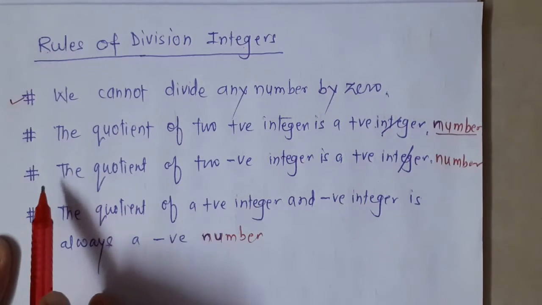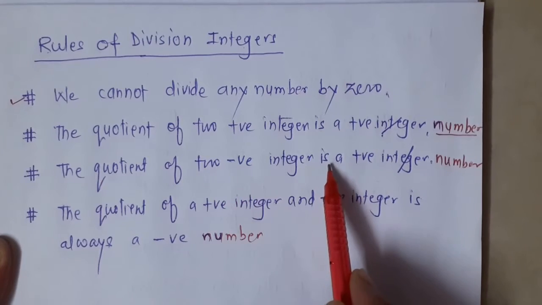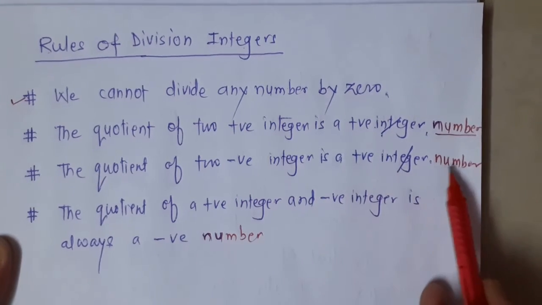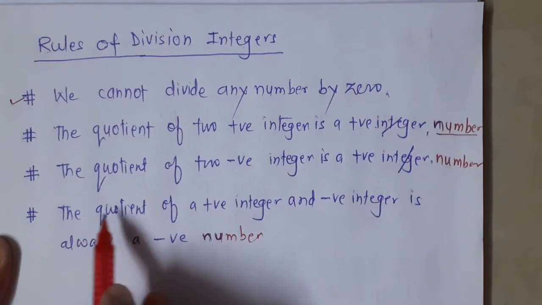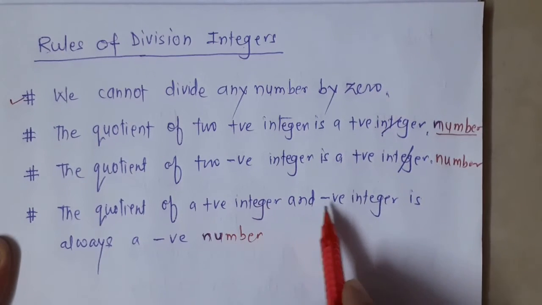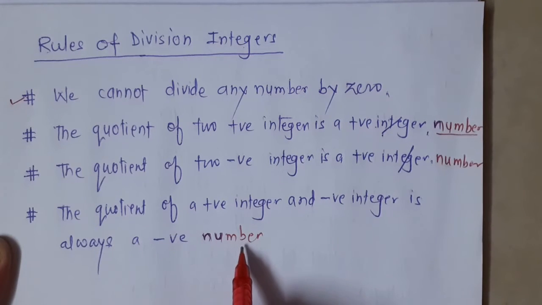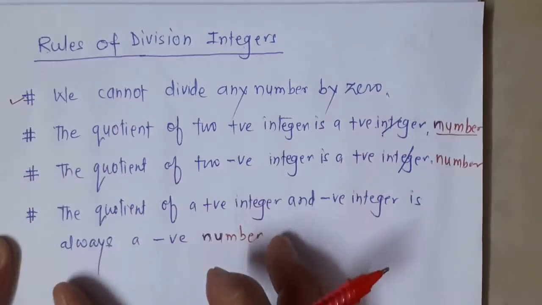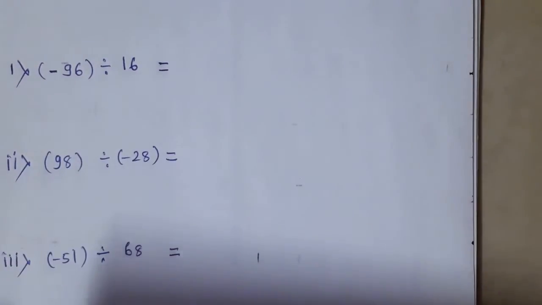Then the third rule: the quotient of two negative integers is a positive number. The last rule: the quotient of one positive integer and one negative integer is always a negative integer. All of practice set 9 depends on these rules.